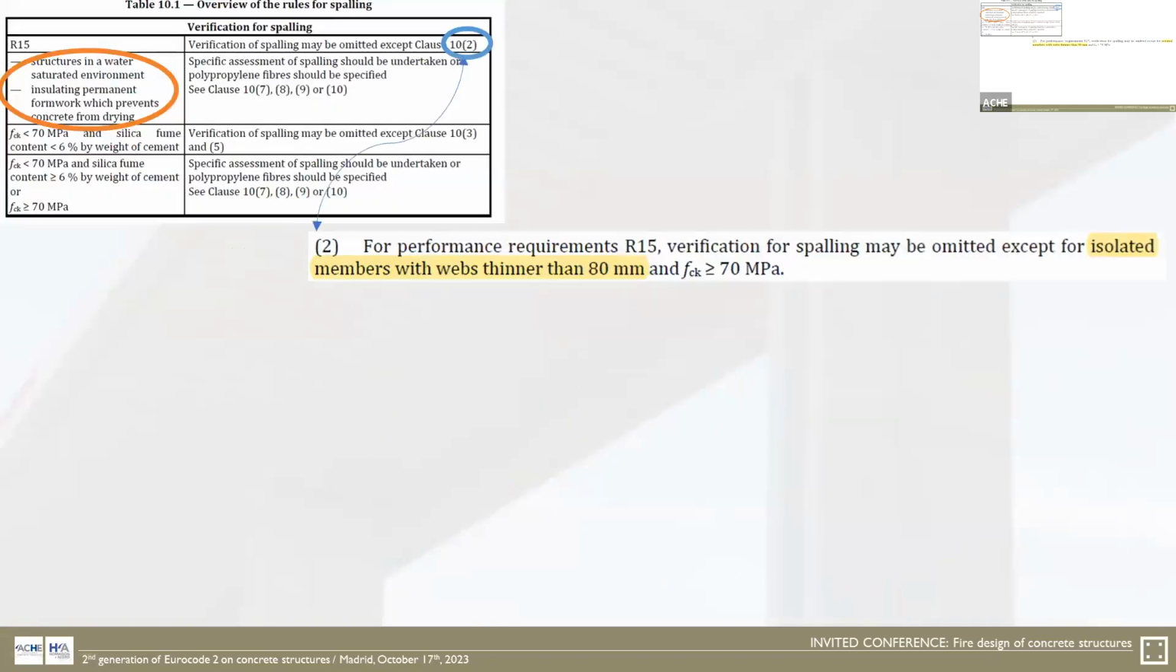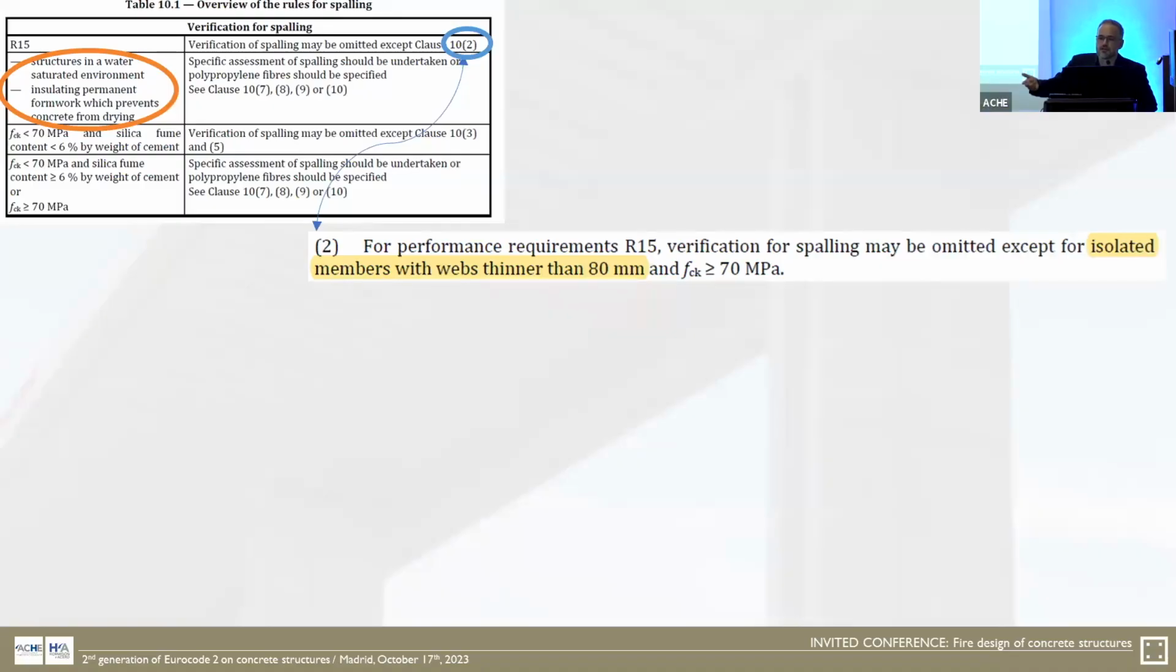Here, there is a sort of explanation on how this works. For example, when you are with R15, verification of spalling may be omitted except for clause 10.2. And this is specifically indicated. You should not omit the spalling verification if you have members with webs thinner than 80 millimeters. This, in my experience, was one of the few cases, or there are several cases, where spalling had a dire consequence on the structural bearing capacity of a concrete member.